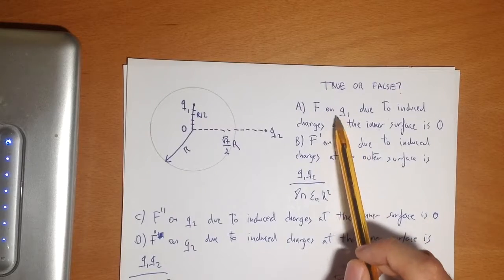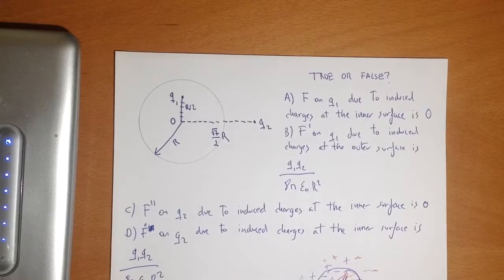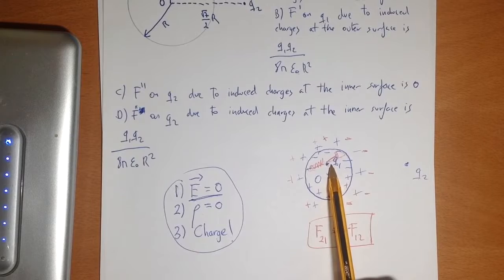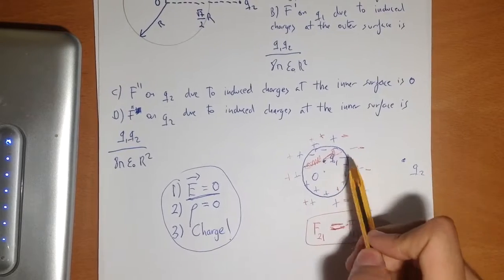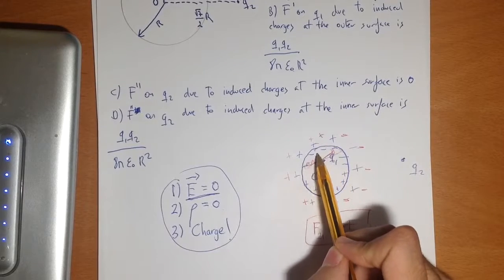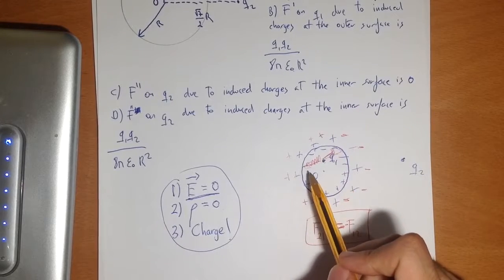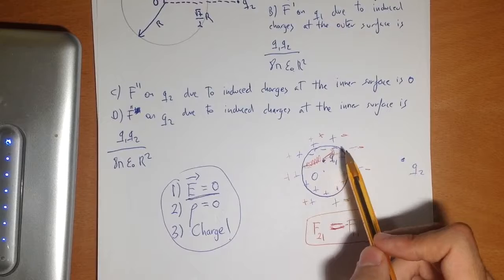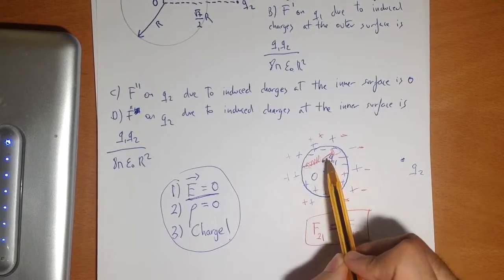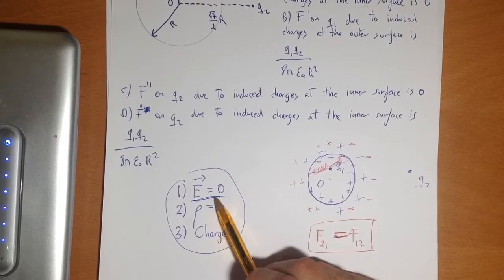The force on Q1 due to induced charges at the inner surface is equal to 0. Well, let's analyze that. We have a charge here inside, and this charge will induce, as you can see in blue, at the inner surface an asymmetrical charge distribution. And as you can see, there are as many negative charges as positive, and that's because of this.